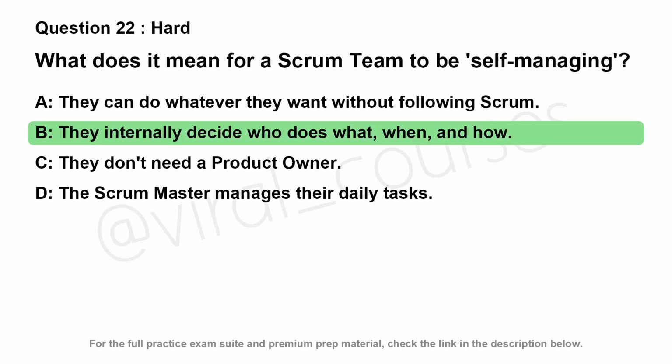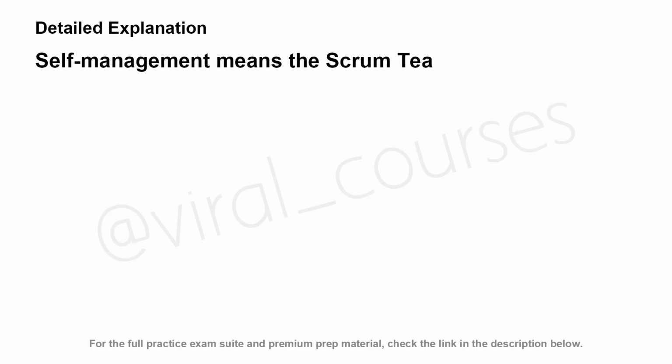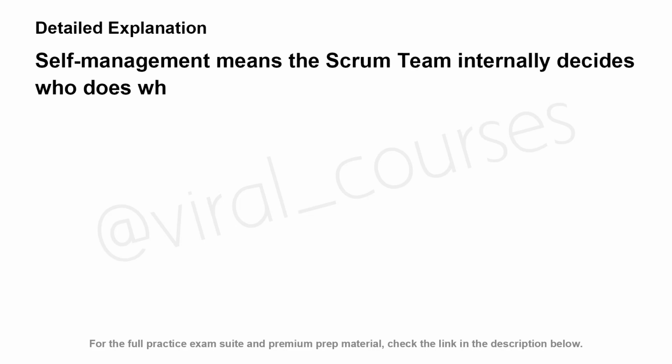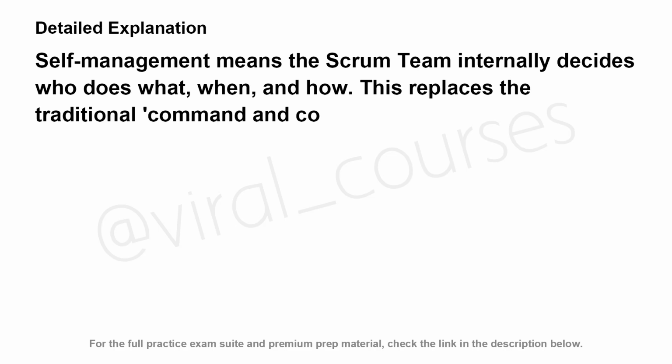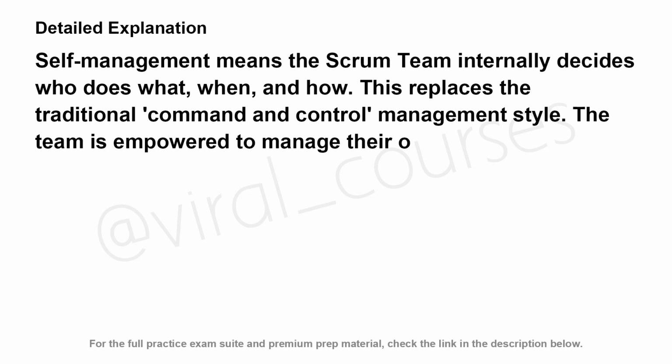The correct answer is B. Self-management means the Scrum team internally decides who does what, when, and how. This replaces the traditional command and control management style. The team is empowered to manage their own work to achieve the sprint goal.